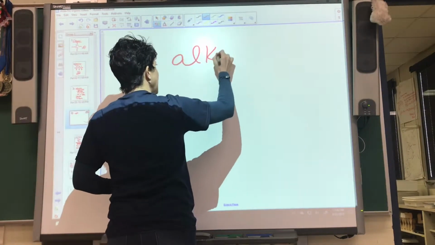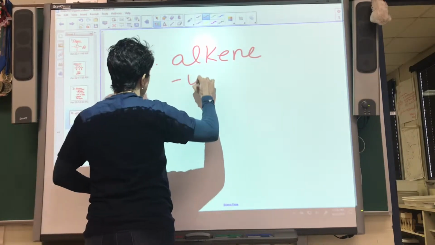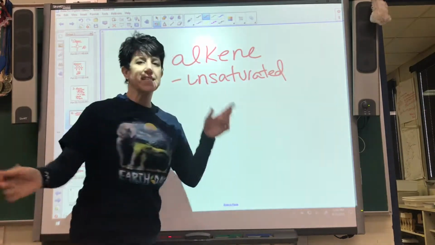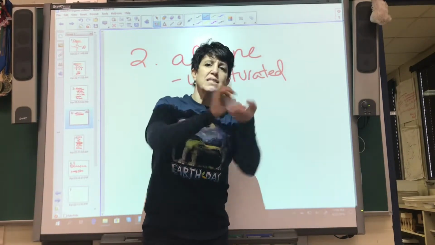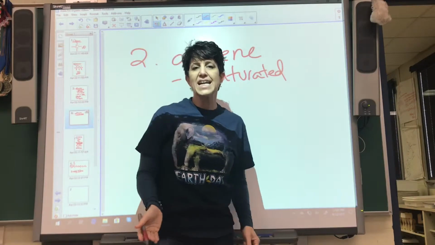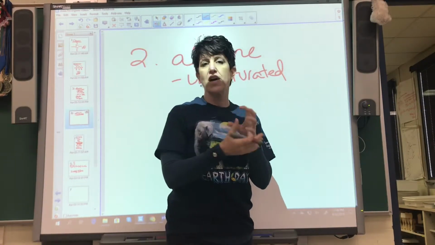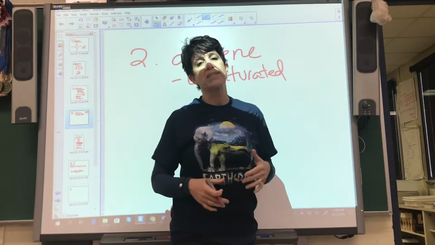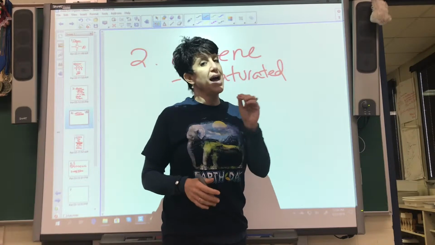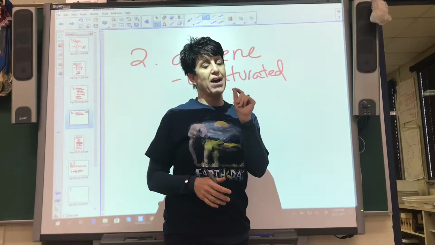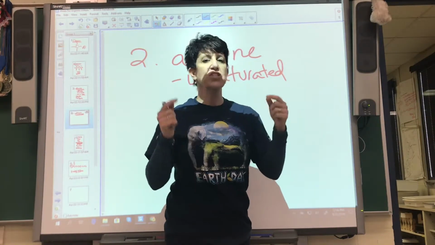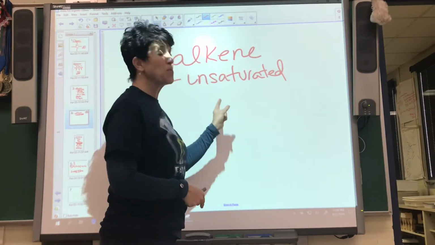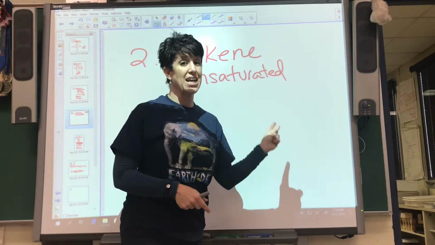Type 2 is called an alkene. This is unsaturated. If I saturated a paper towel, it would mean I had as much water as it could hold. Or if you had a saturated solution, you have as many grams of solute as you can hold in it. For a hydrocarbon, you have as many hydrogens as you could possibly add to each carbon. You do not have the maximum amount of hydrogens if you have an alkene or an alkyne, because you have either a double bond or a triple bond. That's going to limit the number of hydrogens. So that's why this is called an unsaturated hydrocarbon.